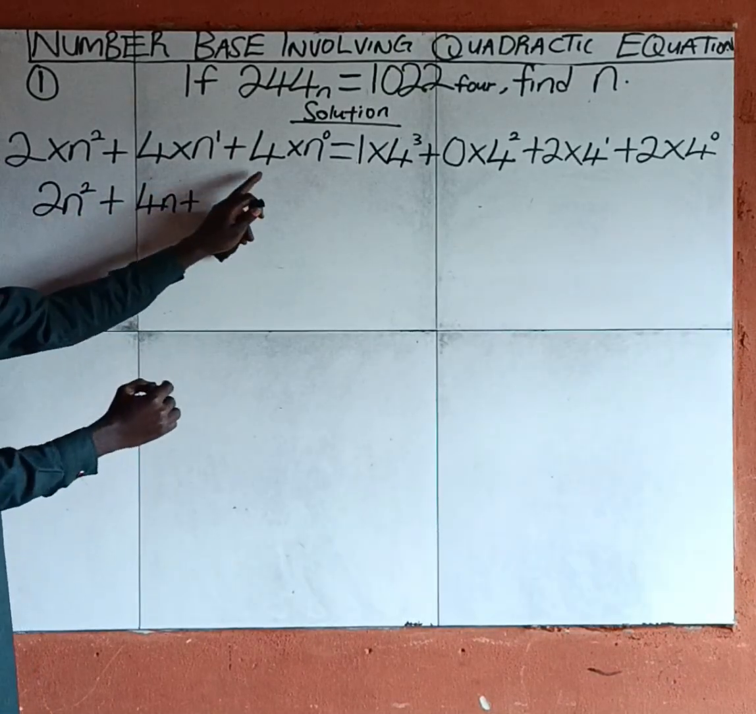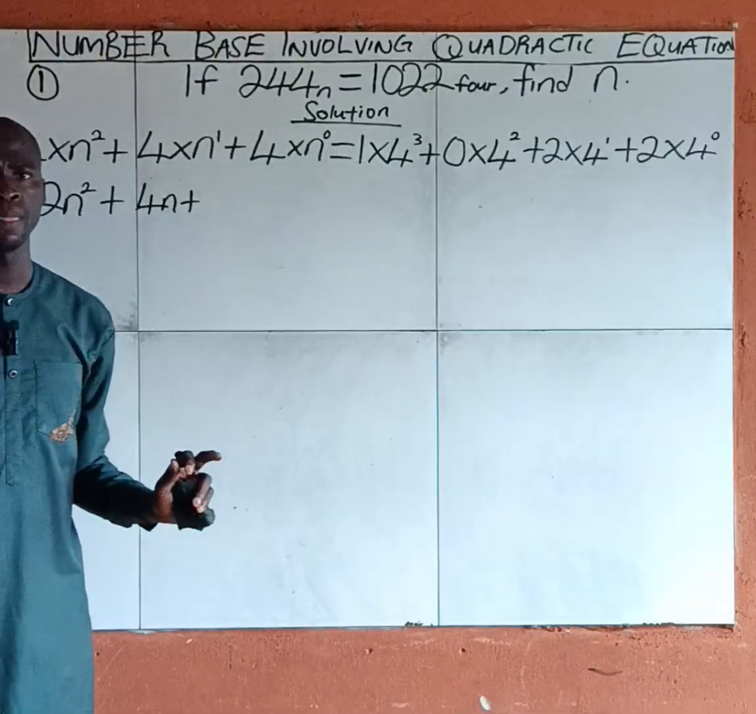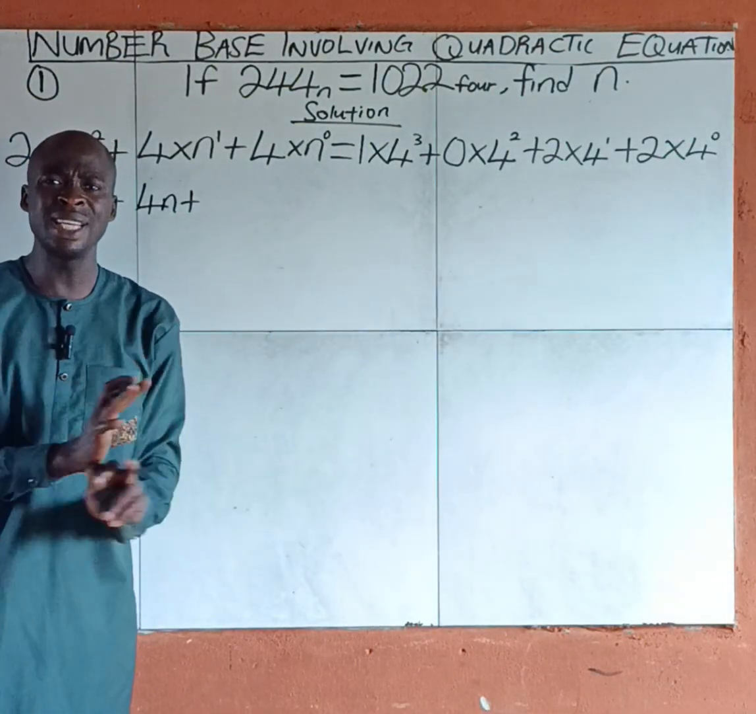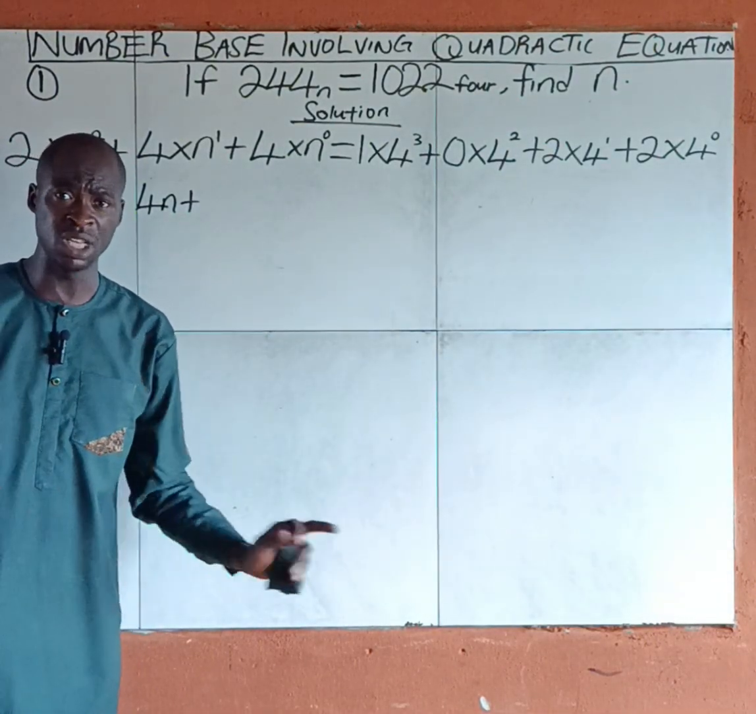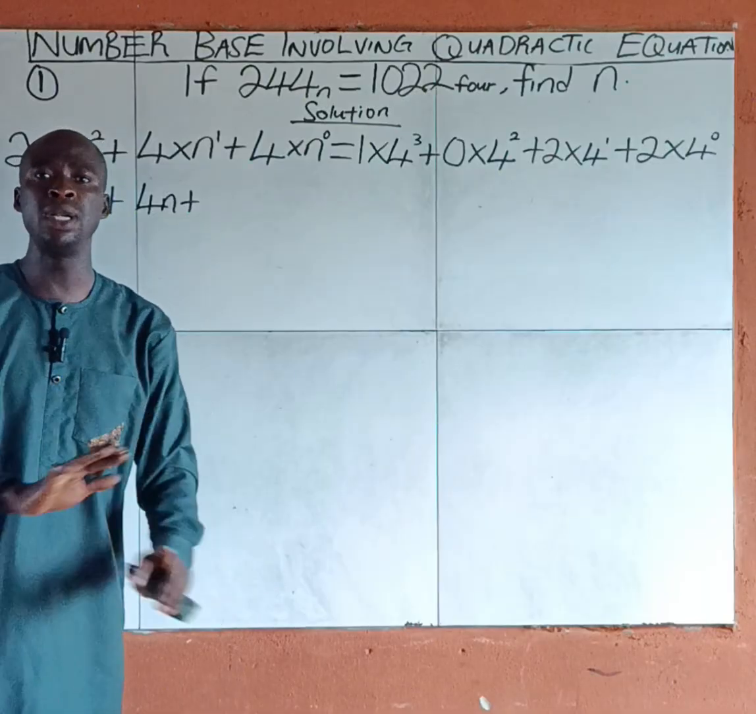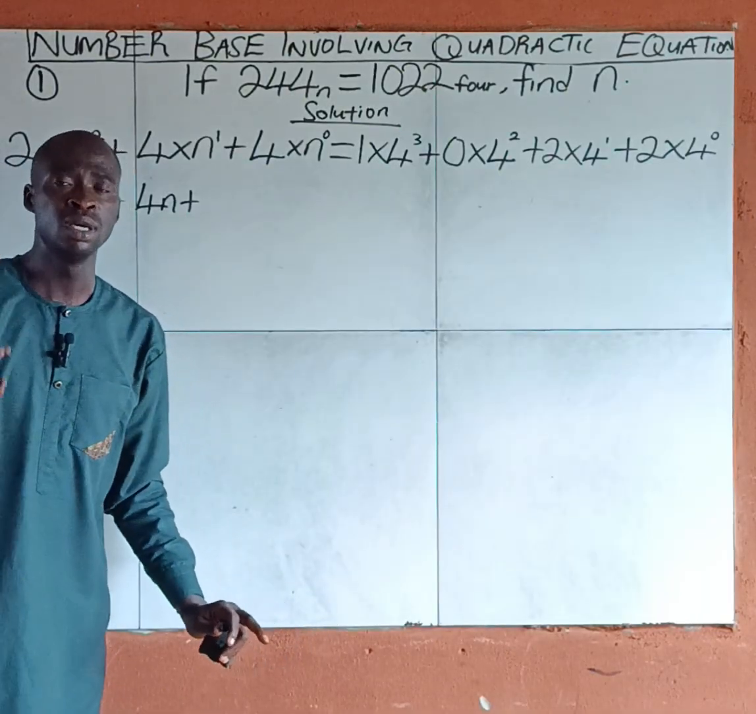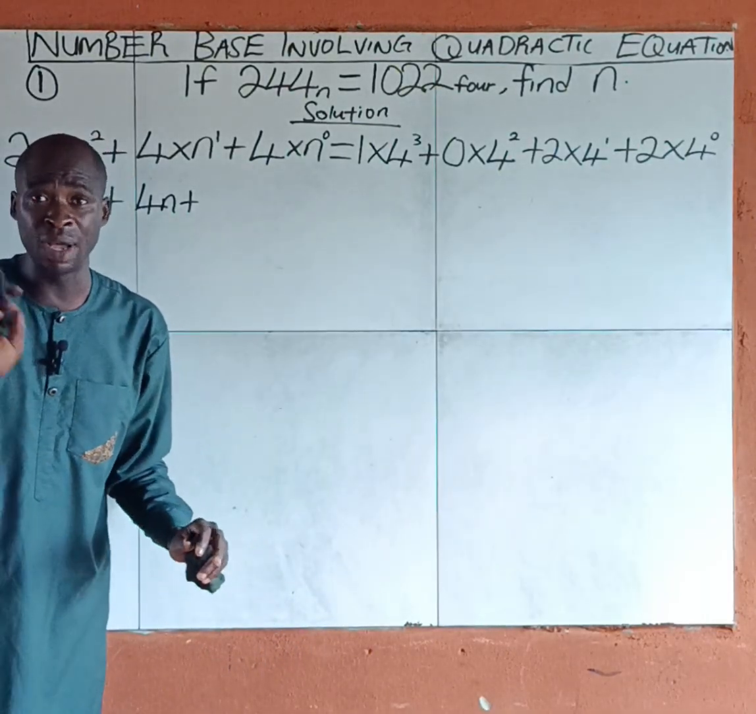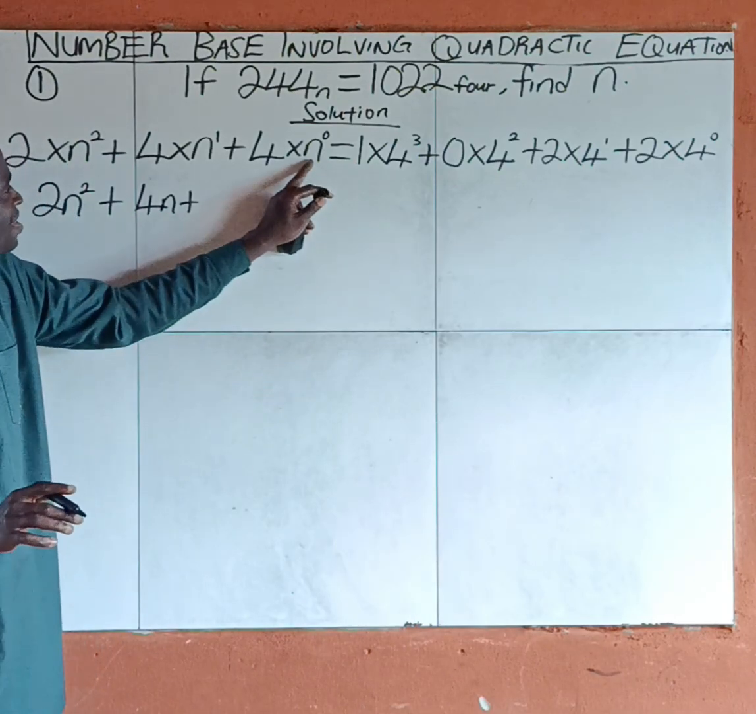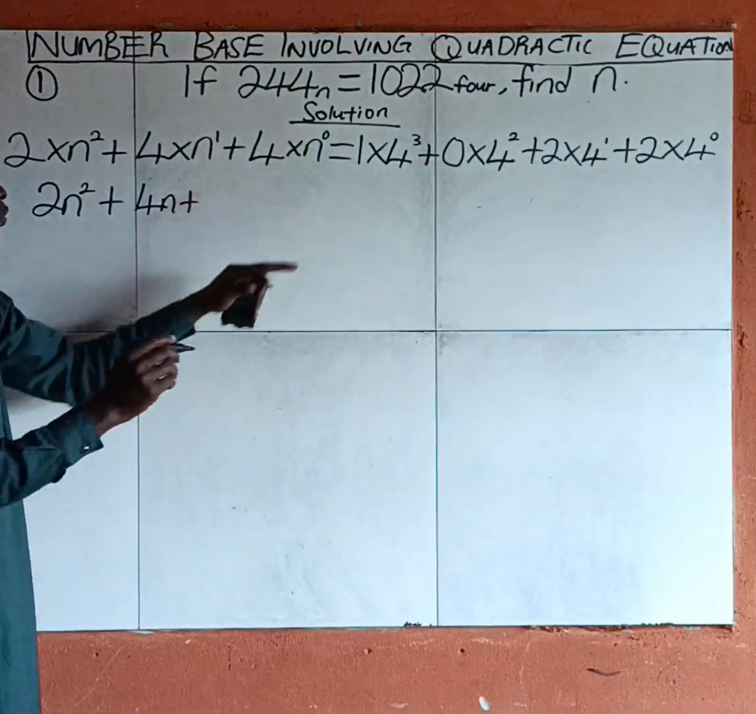4n plus. In mathematics, anything raised to the power of 0, from the laws of indices, is 1. 1 billion raised to the power of 0 is 1. Z raised to the power of 0 is 1. B raised to the power of 0 is 1. So this n raised to the power of 0 is 1. So here becomes 4 times 1.